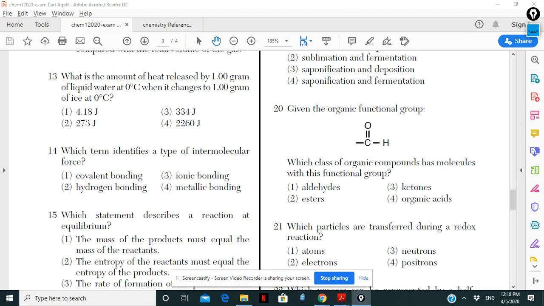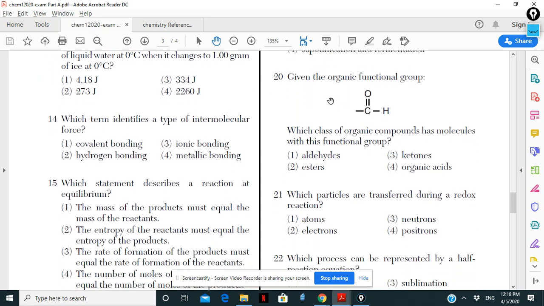Which term identifies a type of intramolecular force? So he's asking about the intramolecular force. We got 3 in the curriculum. The first one, hydrogen bond. The second one is London force. The third one, dipole bond. So I'm looking for one of those. So covalent bond, no. Hydrogen bond, yes. So the answer is going to be 2.